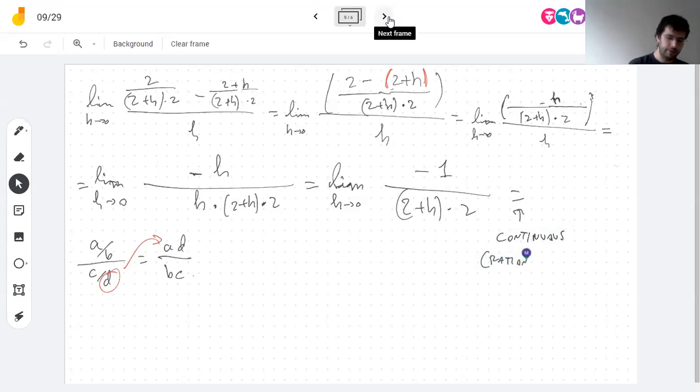So is that like multiplying times the reciprocal? Say it again? When you simplify to get negative h times 2 plus h times 2, is that like multiplying times the reciprocal or cross multiplying? That's one way to see it, yeah. So this is C over D in the denominator is the same thing as D over C in the numerator. Exactly.